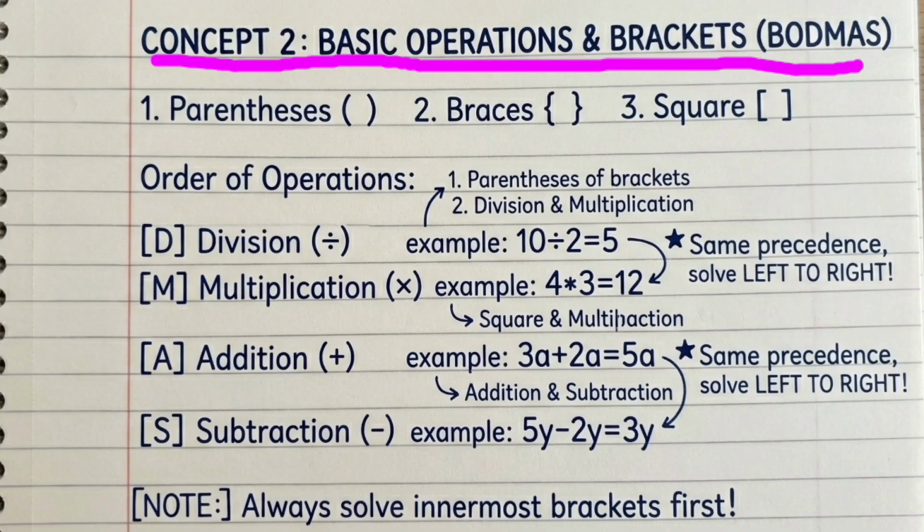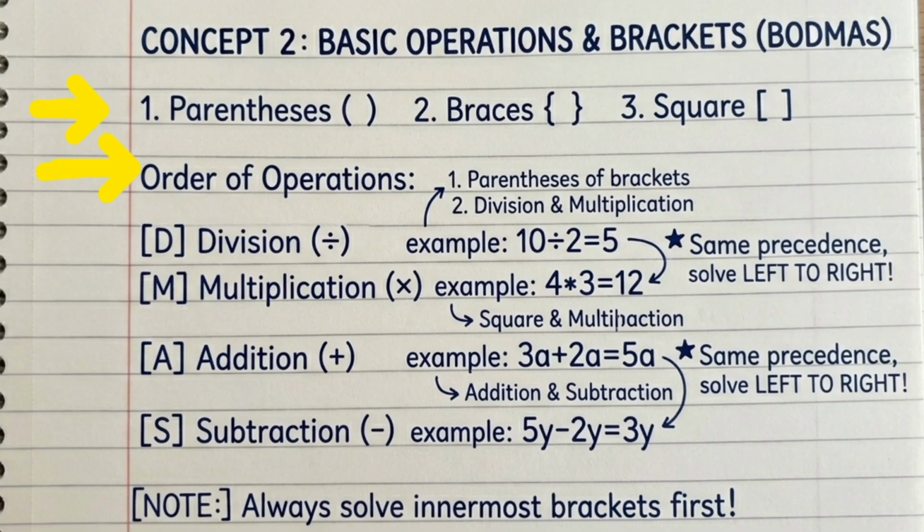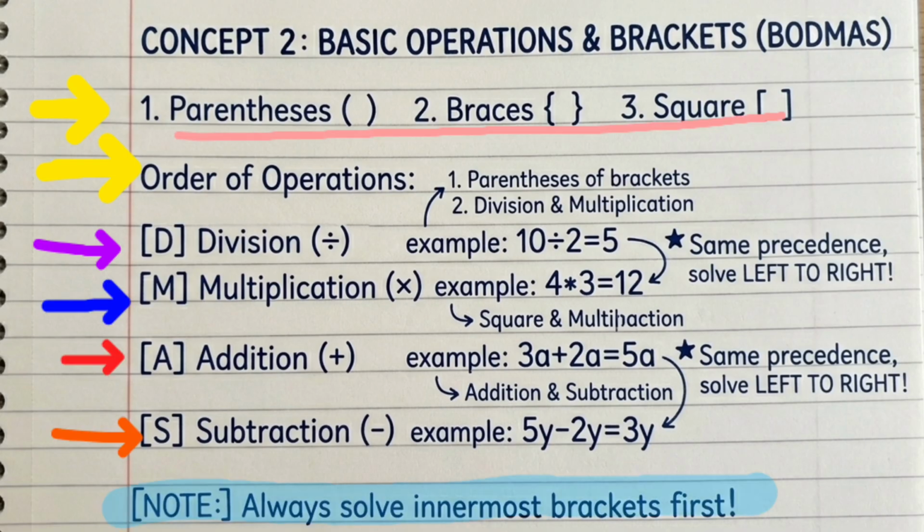BODMAS explanation. BODMAS is bracket, order, division, multiplication, addition and subtraction. So first we have to solve brackets. Brackets means square bracket, curly bracket, round bracket. Every bracket has the first priority. Then order, then division, multiplication, addition and subtraction. We have to follow this order every time while doing the simplification problems.